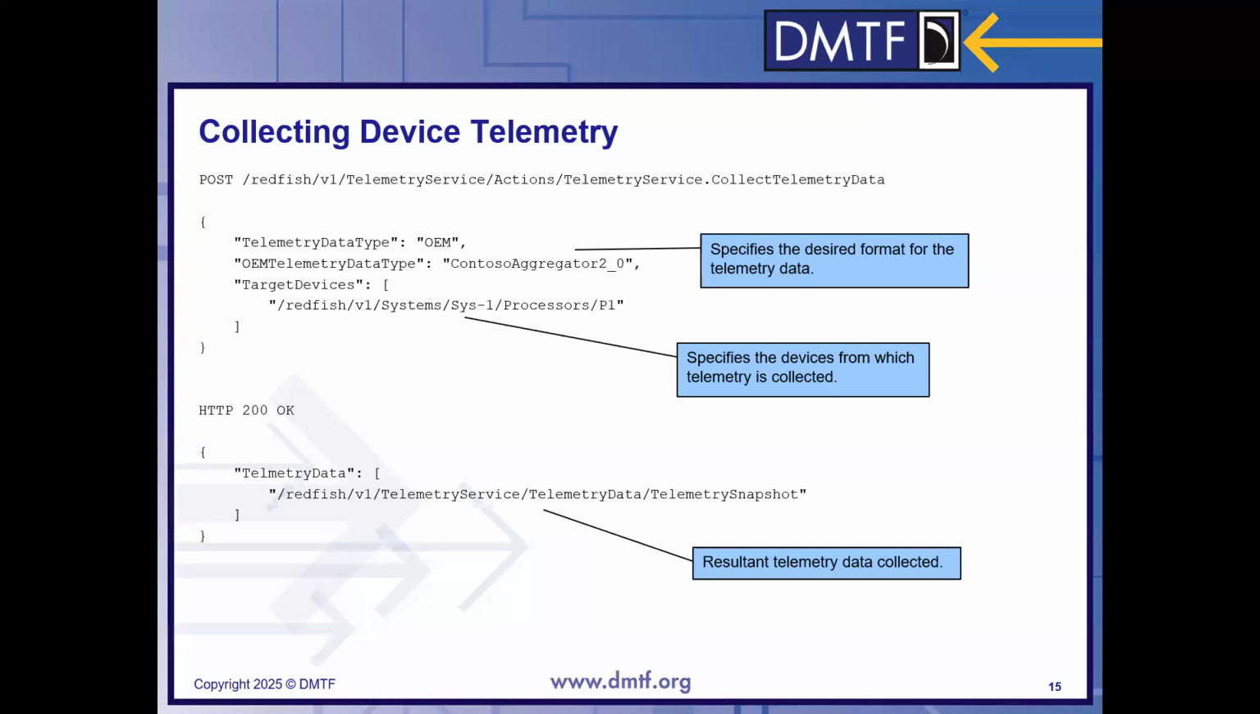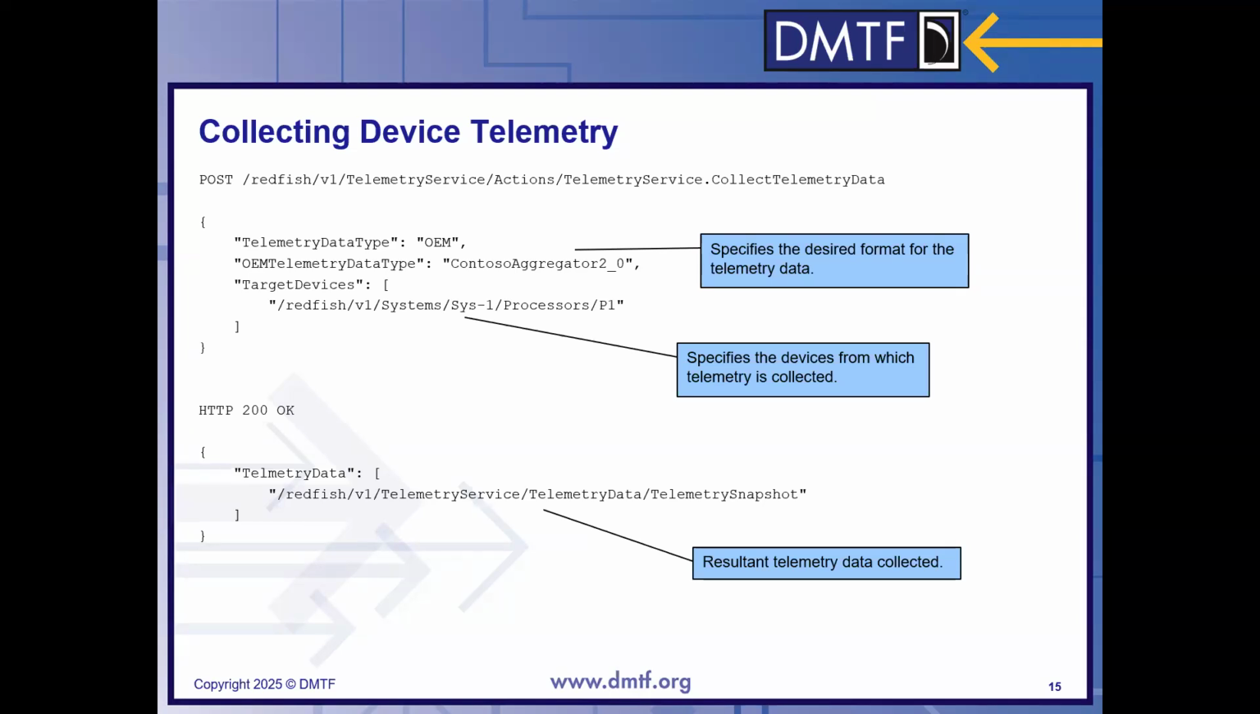So the way it works end to end, the user would start with a post to the collect telemetry data action. It would specify the type of telemetry data they're trying to collect. There are many different formats. Largely, this is OEM for now. In the future, we do anticipate there will likely be standardization of the telemetry data formats, but for now, devices tend to create their own vendor-specific definitions.